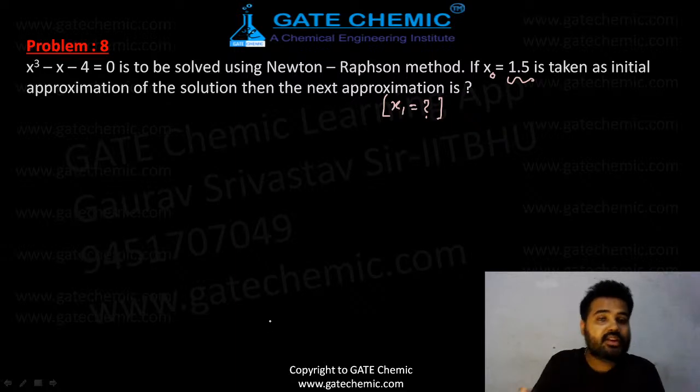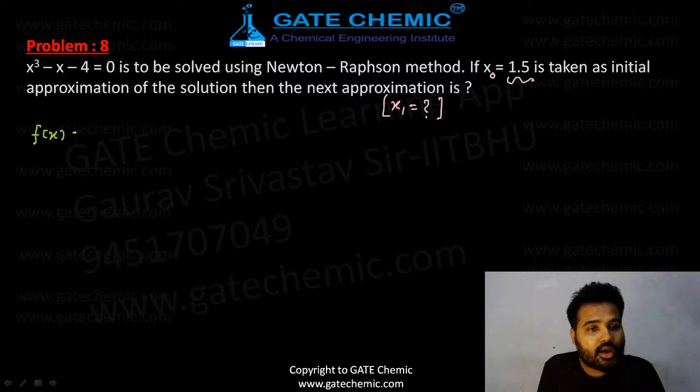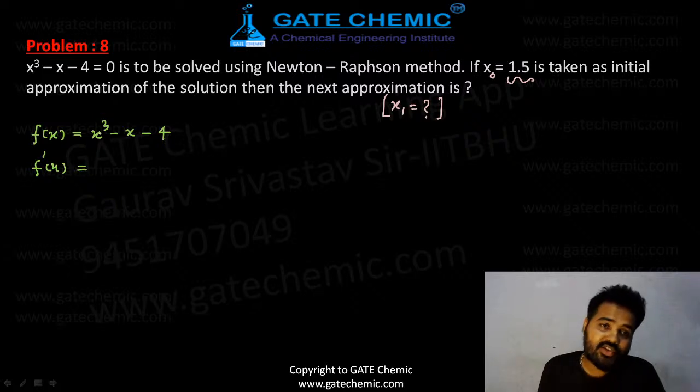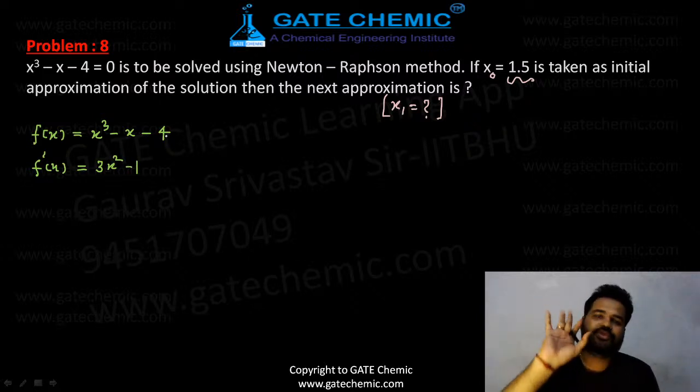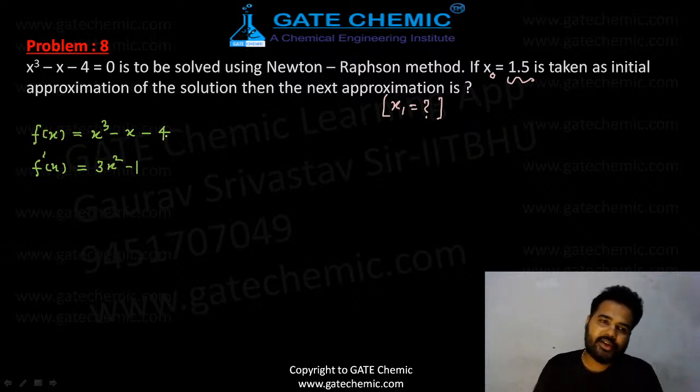Now see, for this problem our f(x) is x cube minus x minus 4. One more thing, you have to calculate f dash x. So the differentiation of x cube is 3x square. The differentiation of x is 1. And differentiation of minus 4 will give you 0. No need to write 0 here.